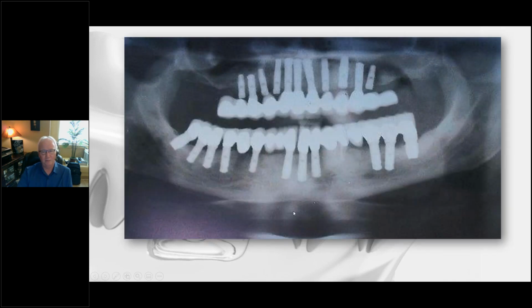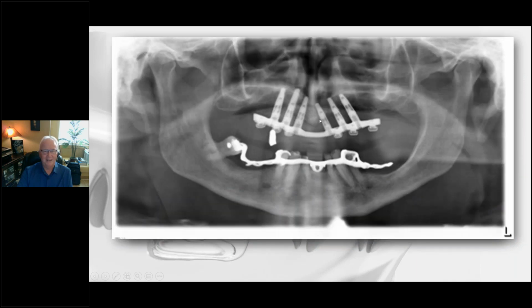Here's one I've shown multiple times. Obviously somebody wanted to place as many implants as they could, but what's this one supporting? What's this one supporting? Anyway, we won't go there. This is all on six on the top and partial on the bottom.